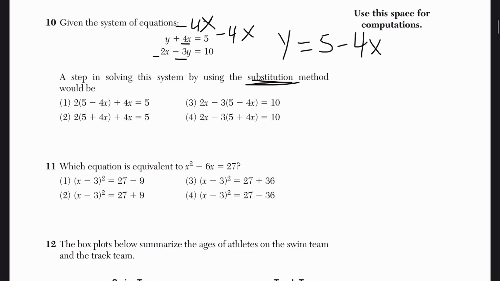So then in the second equation, we're just going to replace that same y with what it's equal to, which is 5 minus 4x. Try to mark this as a non-equal sign, that's a minus. And that looks like answer choice 3.